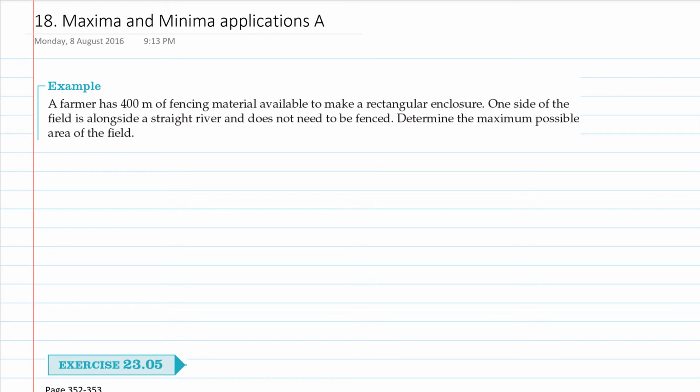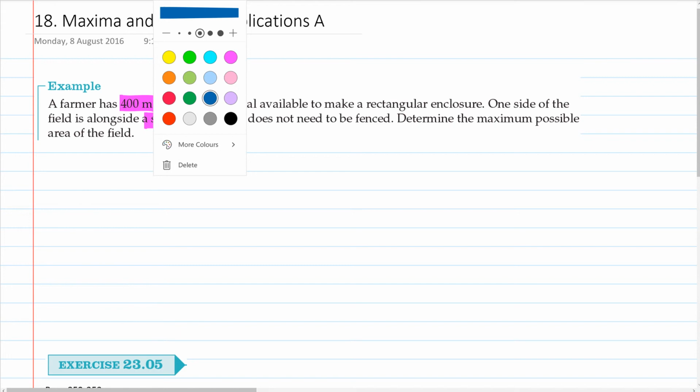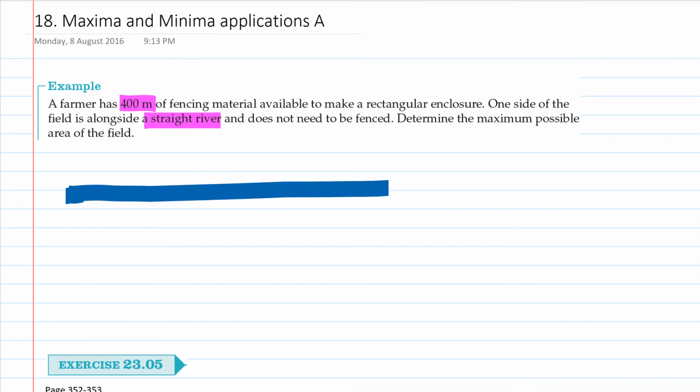So let's look at this question. A farmer has 400 metres of fencing to make a rectangular enclosure. One side of the field is alongside a straight river and does not need to be fenced. Determine the maximum possible area of the field. Okay, so let's draw out a river boundary and draw out the boundary of our fence.